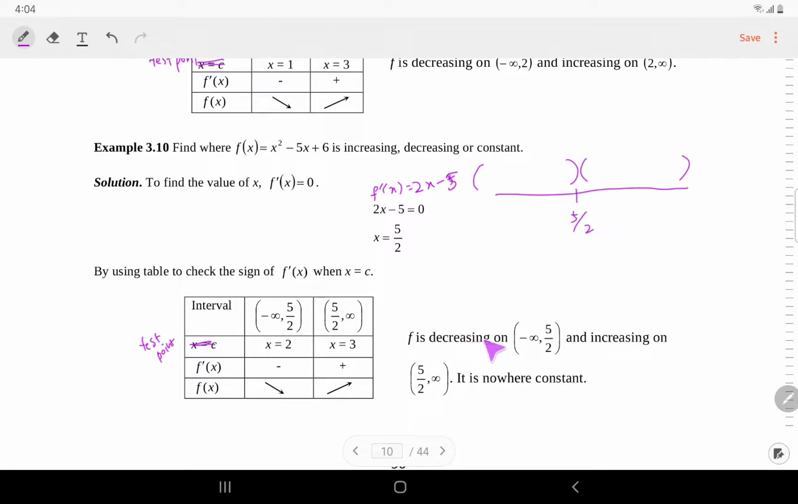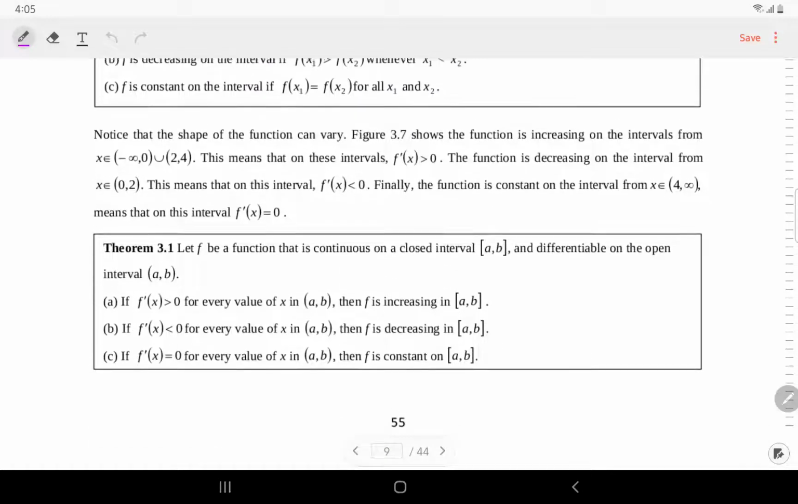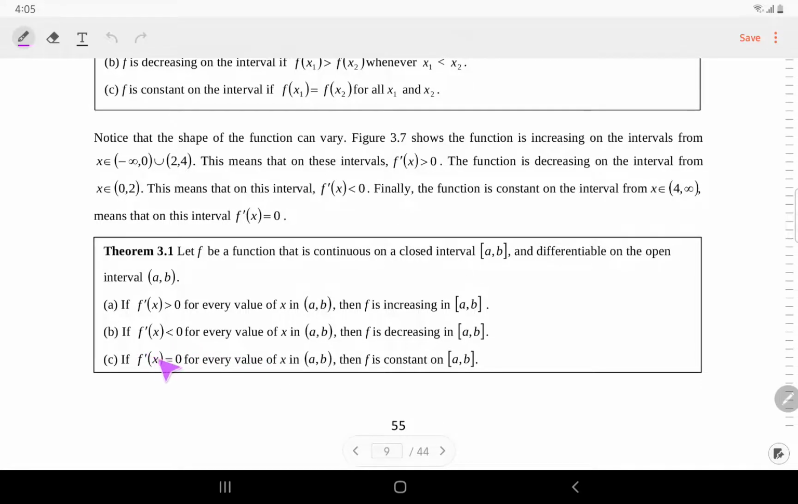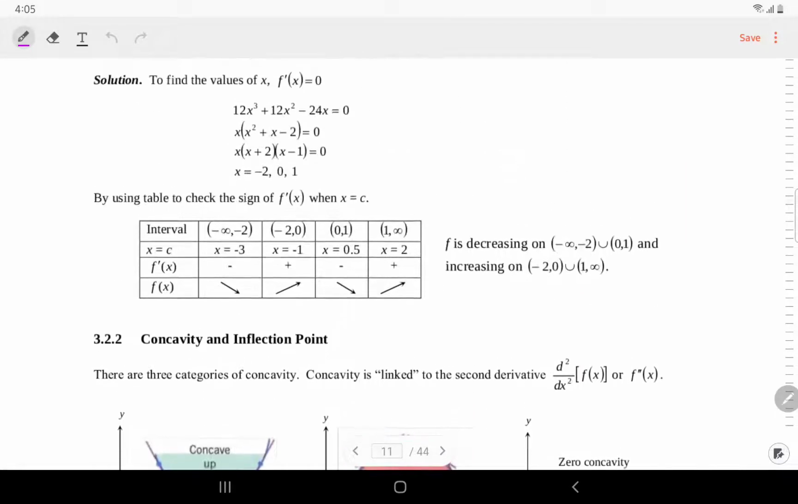The function is decreasing on this interval. Okay, and increasing on this interval. Okay, constant tak ada. Bila masa dapat constant, kita tengok dekat dalam teorem tadi. Okay, constant kalau f prime x dia equal 0.